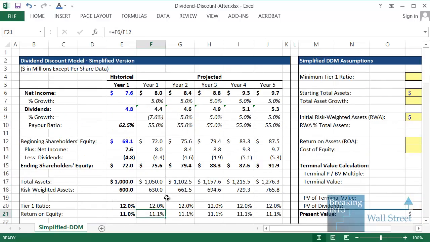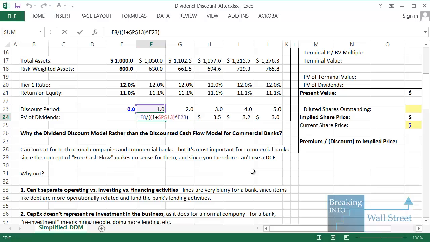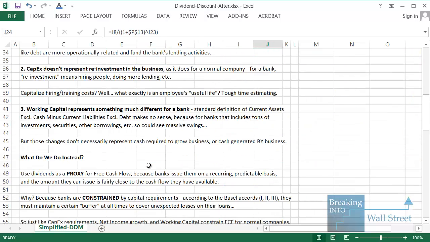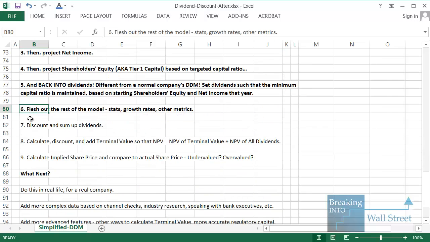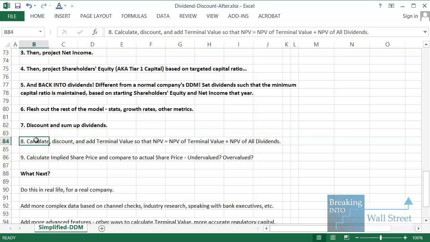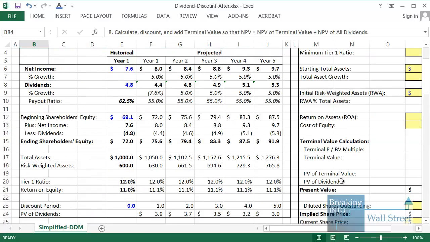And we also have our present value of dividends calculated down here. I didn't go through this formula because we just don't have time in this tutorial, but that's already been calculated. Now let's mark off step number 6. Step number 7, discount and sum up the dividends. Well, we've already pretty much done that. And step 8, that's what we're going to go into right now.